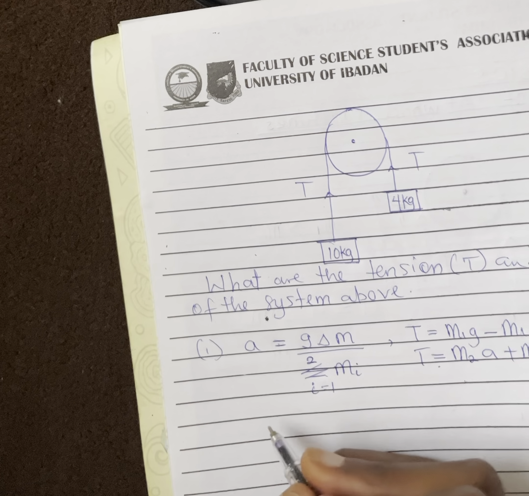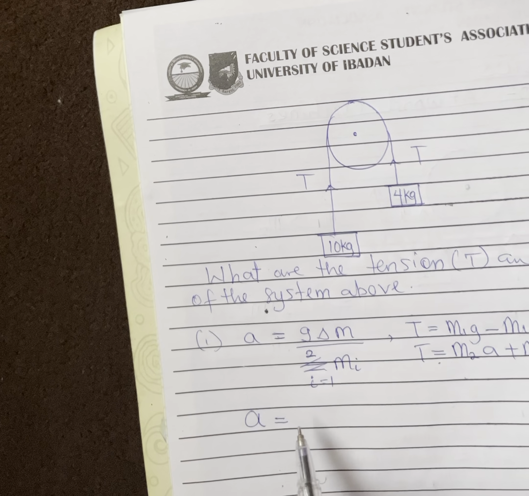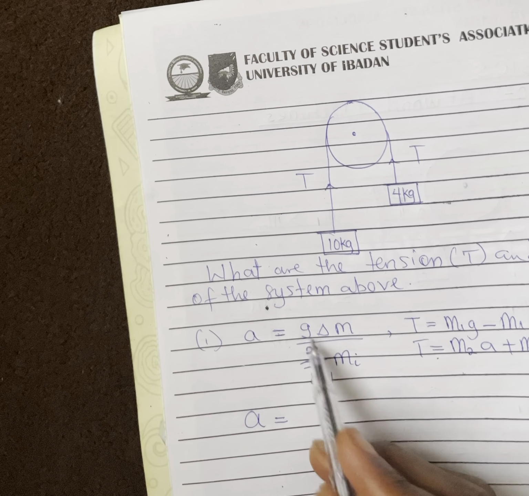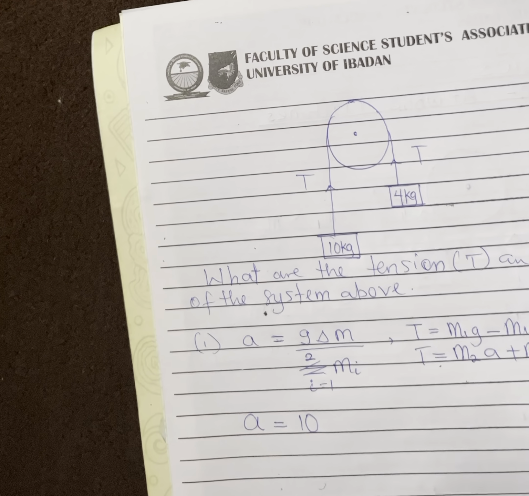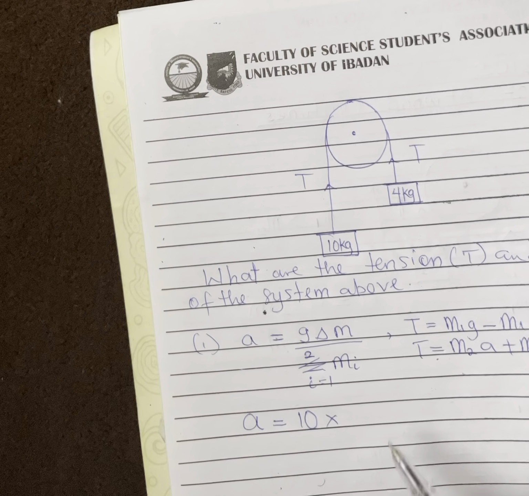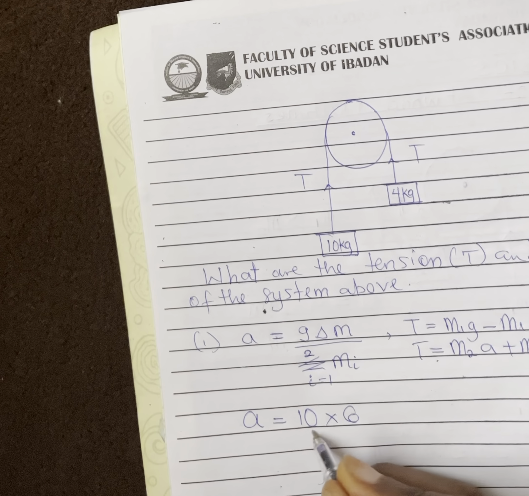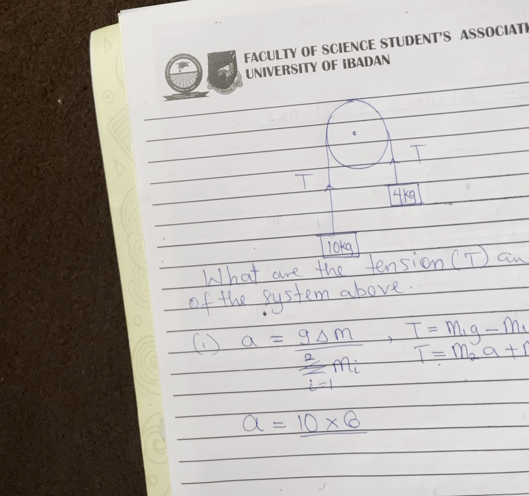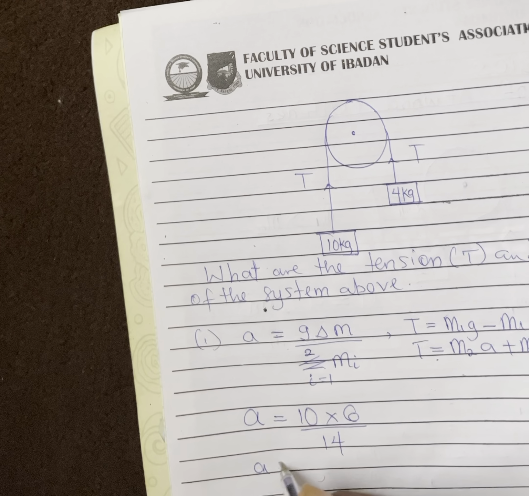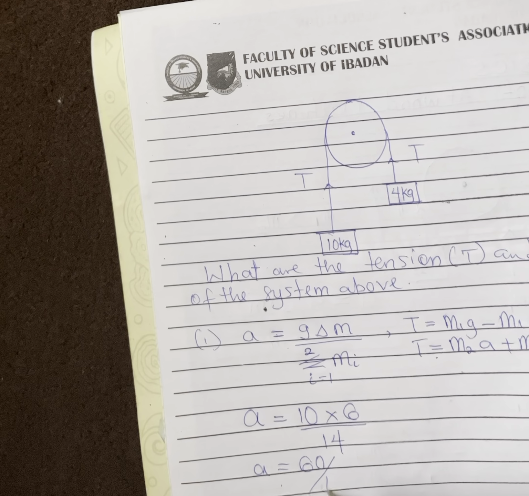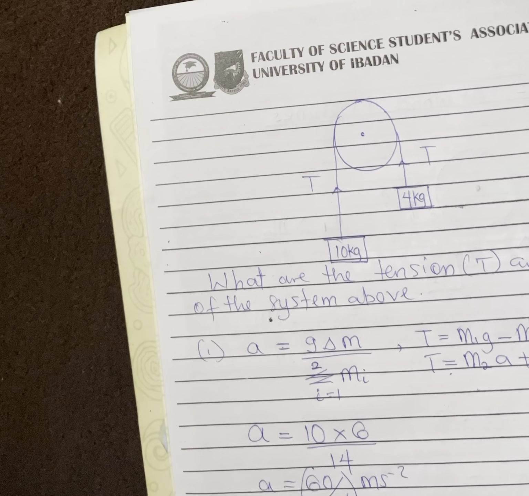So the first thing we do is we get the acceleration. So I can say the acceleration is equal to g, change in mass. Here we are taking our g to be 10. So 10 meters per second squared times the masses are 10 and 4. So the change in mass is 6, divided by the summation of the masses. That will be 10 plus 4, and that is 14. And then I can have the acceleration to be 60 divided by 14 meters per second squared. And this is the acceleration.